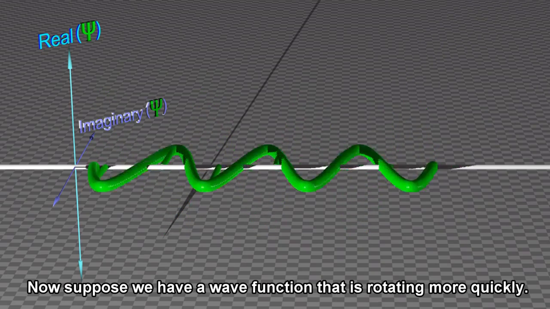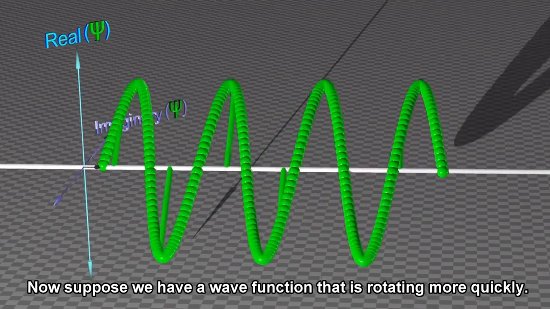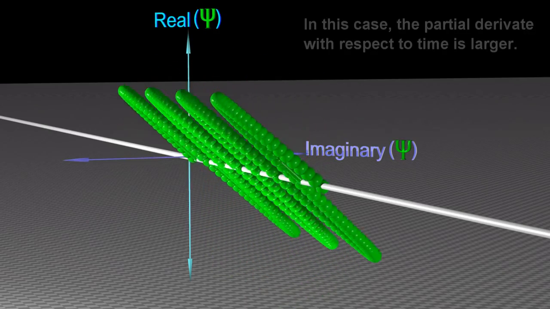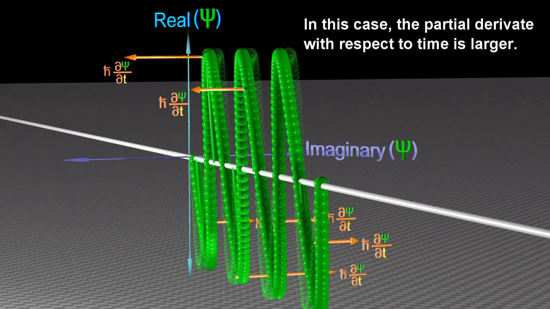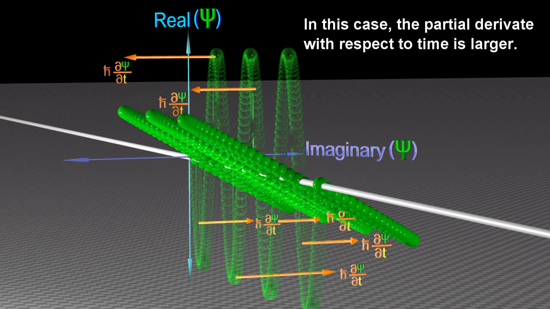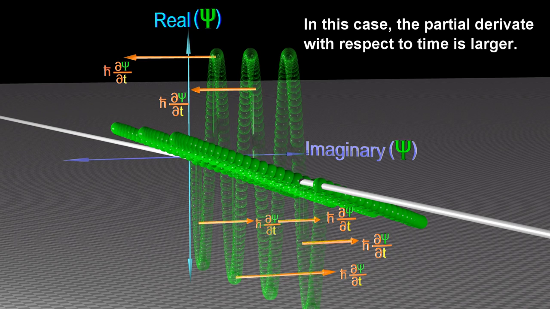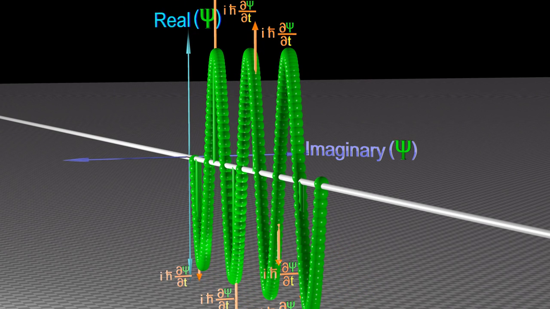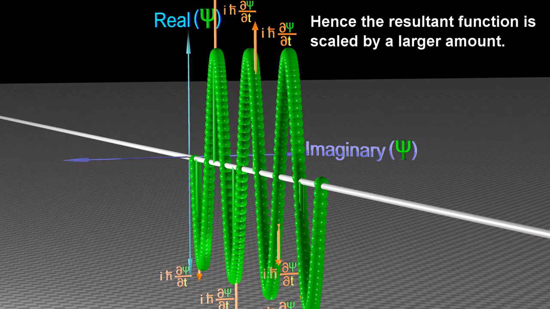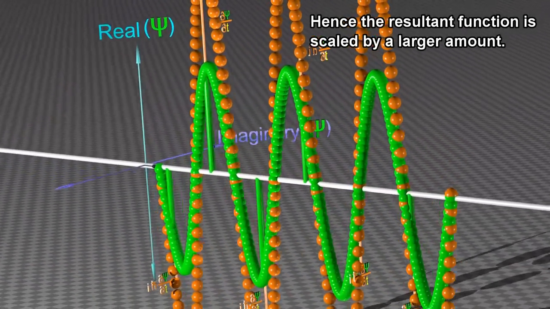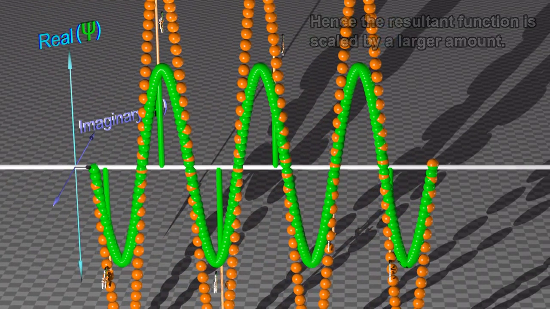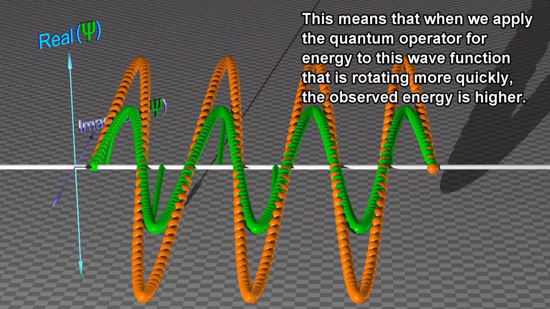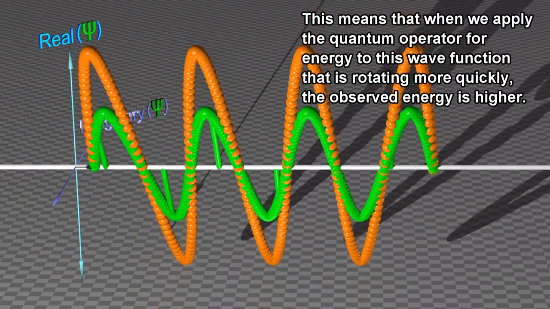Now suppose we have a wave function that is rotating more quickly. In this case, the partial derivative with respect to time is larger. Hence, the resultant function is scaled by a larger amount. This means that when we apply the quantum operator for energy to this wave function that is rotating more quickly, the observed energy is higher.